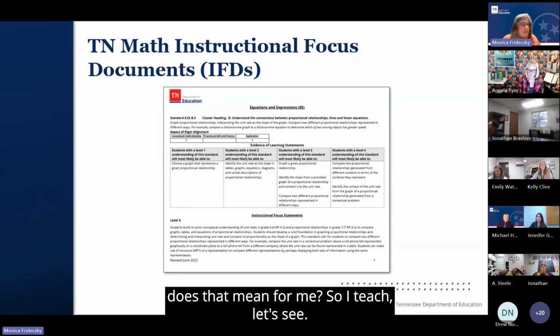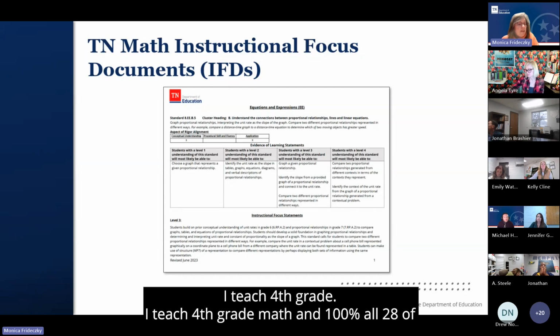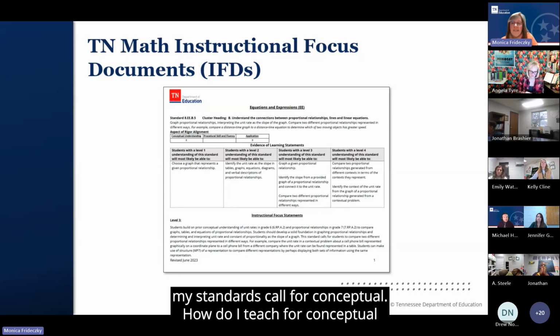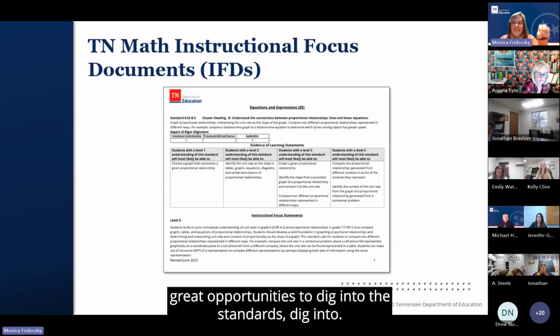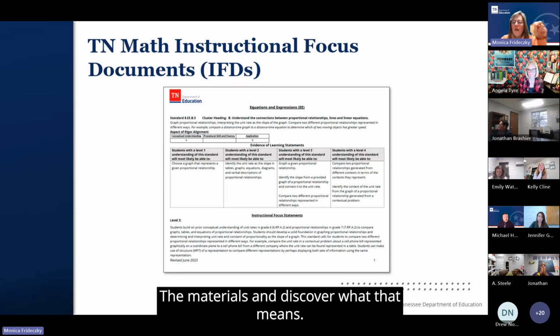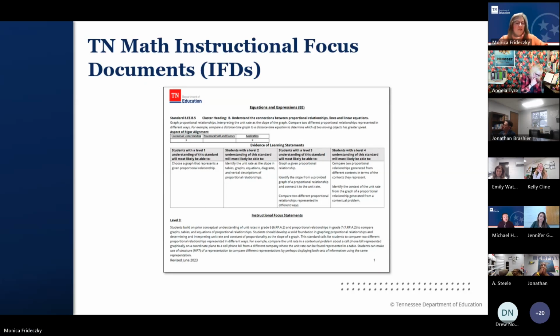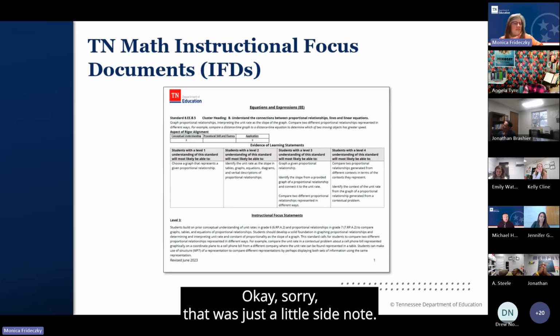I teach fourth grade math, and 100%, all 28 of my standards call for conceptual understanding. How do I teach for conceptual understanding? Now you're getting to some really great opportunities to dig into the standards, dig into the materials, and discover what that means. Okay, sorry, that was just a little side note.